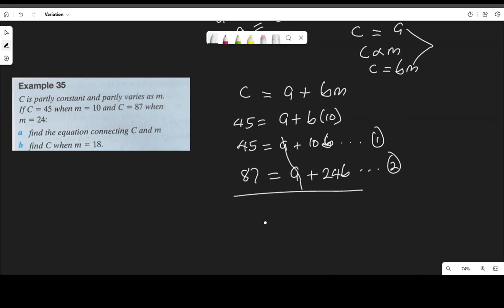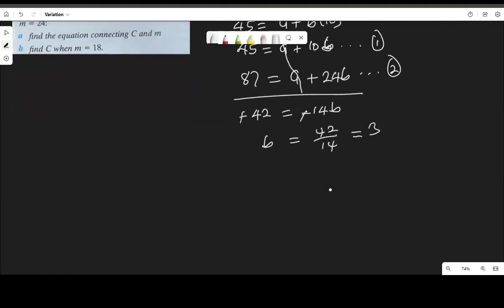Then 45 minus 87, 10 minus 24 is minus 14B. Minus will cancel minus. Divide both sides by 14. 42 divided by 14 is 3.